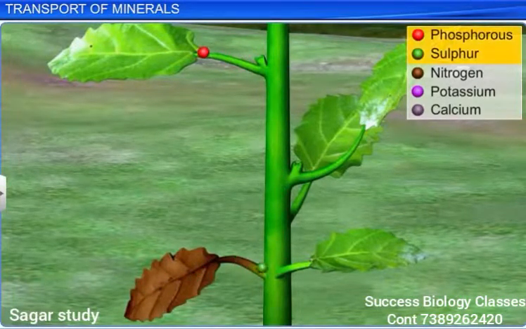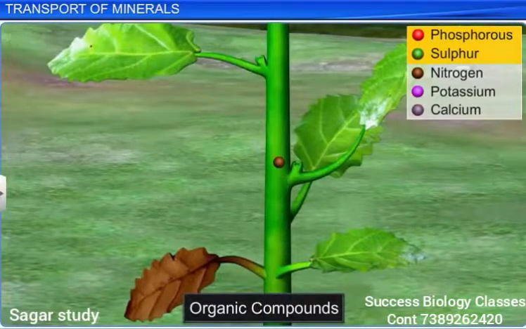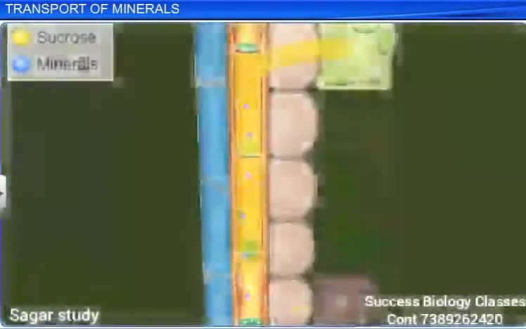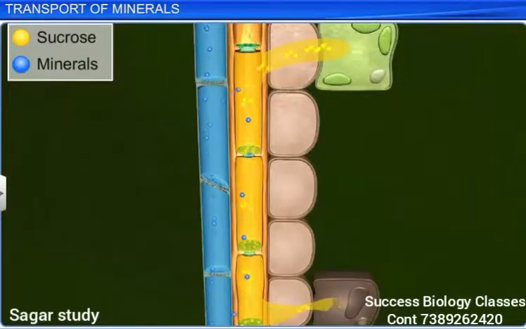Small amounts of phosphorus and sulfur are also carried as organic compounds. However, most of the nitrogen is carried as organic compounds in the form of amino acids. Moreover, the xylem and phloem exchange small amounts of the materials they carry. Both xylem and phloem elements are responsible for the transport of minerals in plants.